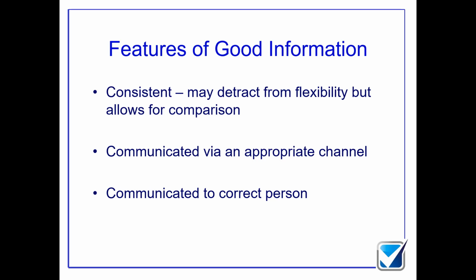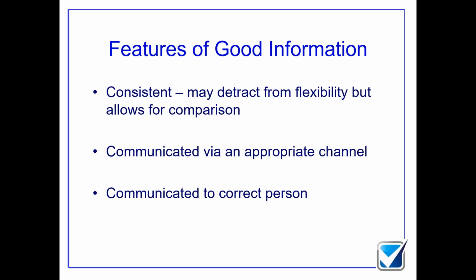For instance, if I was going to give you a contract for maybe $3 or $4 million worth of goods, you probably want to see something written down rather than just me having a phone call with you. Also, it needs to be communicated to the right person. I need to be speaking to the person who can actually engage in that type of contract. So I need to make sure it's consistent, it's communicated properly, and then communicated to the right person as well.